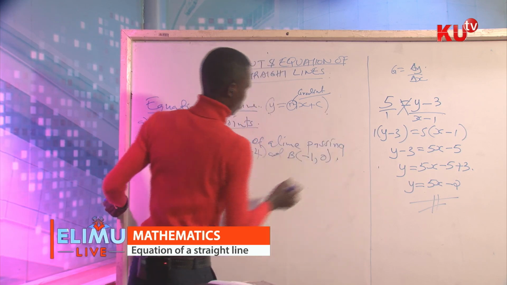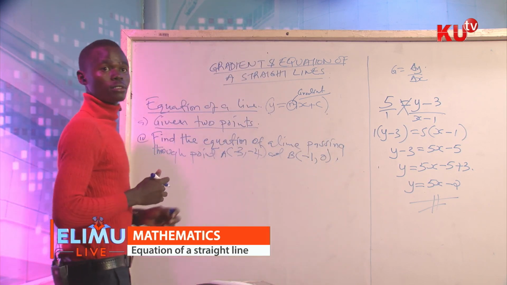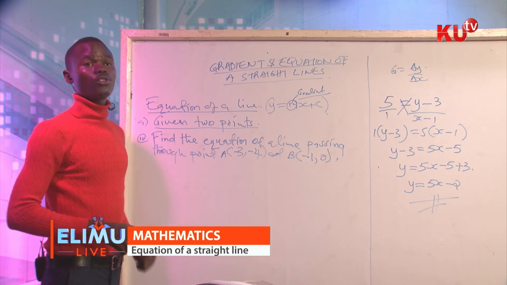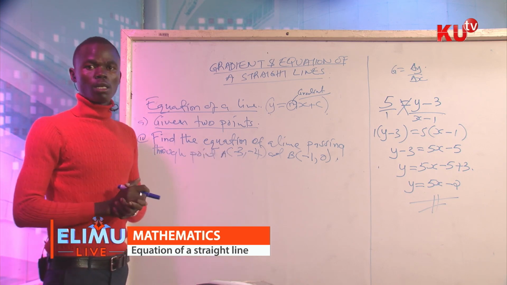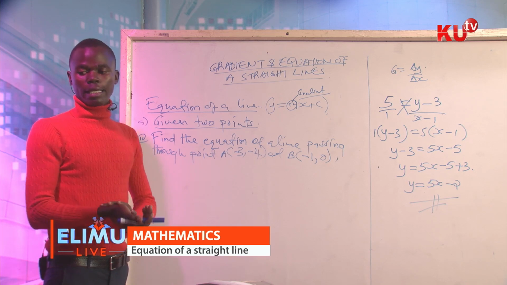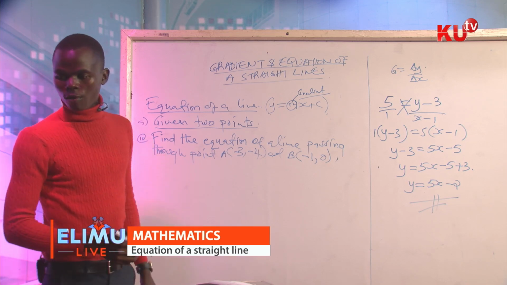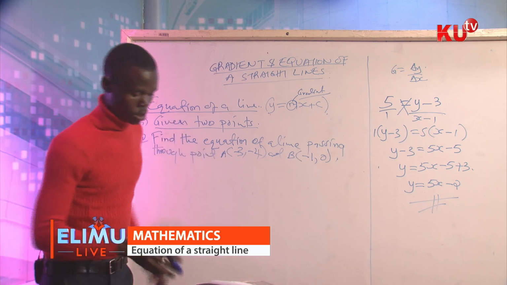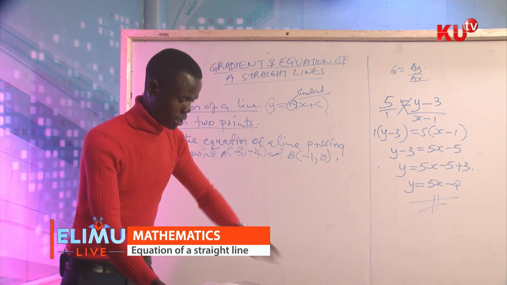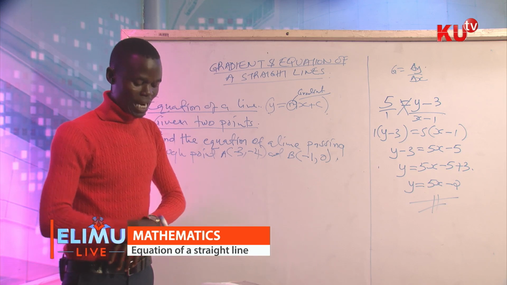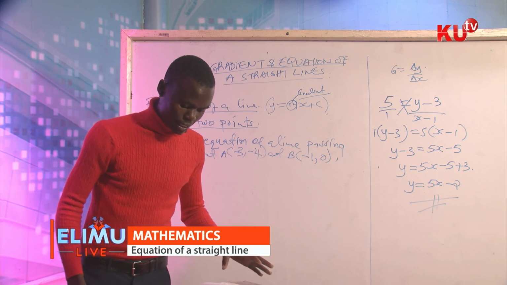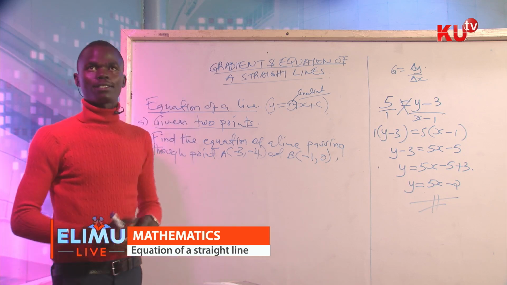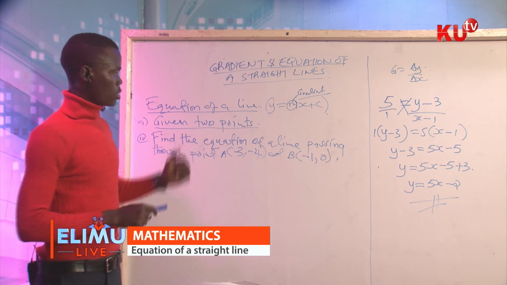So you can try that wherever you are, so that at least you engage your brain and see if we are moving together. You have got a few minutes to write the question and work on it as we wait to move to the final point, which is gradient of a point, given a gradient and 1 point. Yes, so you can do that.